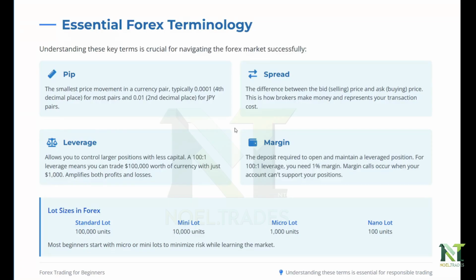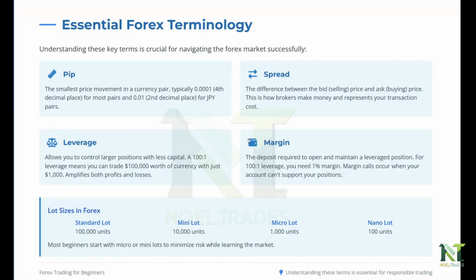So we have the spread. The spread is the difference between the bid, the selling price, and the ask price, which is the buying price. So the difference between the buy and the sell is the spread, and that is what most brokers make money from. Other brokers also make money from commission. So it's two things. Some brokers don't use spread, they use a commission-based system. Commission is anytime you take a trade, they get a percentage.